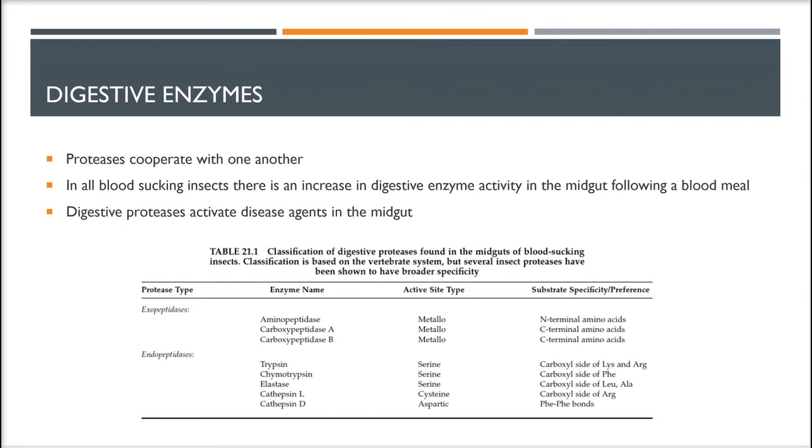In all blood-sucking insects, there is an increase in digestive enzyme activity in the midgut following a blood meal. Digestive proteases also play a role in the activation of disease agents in the midgut of blood-sucking insects. Below you will see classifications of digestive proteases that may be found in the midguts of blood-sucking insects.